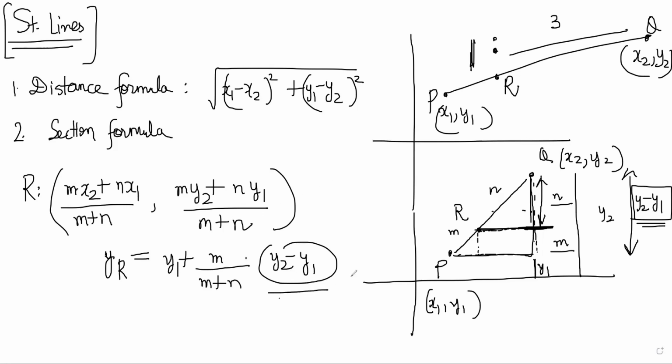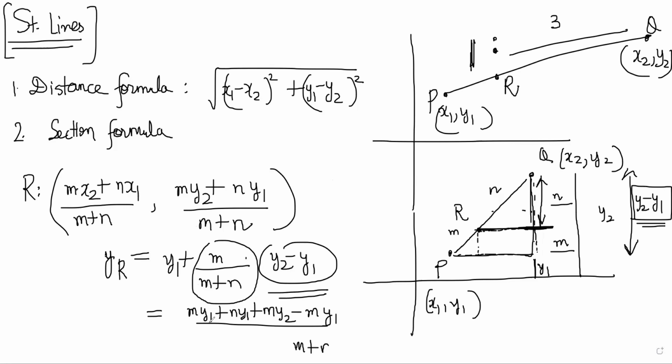This is the total height that you have to go up, and you are going only some fraction of it, right? So now when you put it in, you'll get (my1 plus ny1 plus my2 minus my1) by m plus n, right? So my1 gets cancelled and you get (my2 plus ny1) by m plus n, which is what I had written earlier, right?